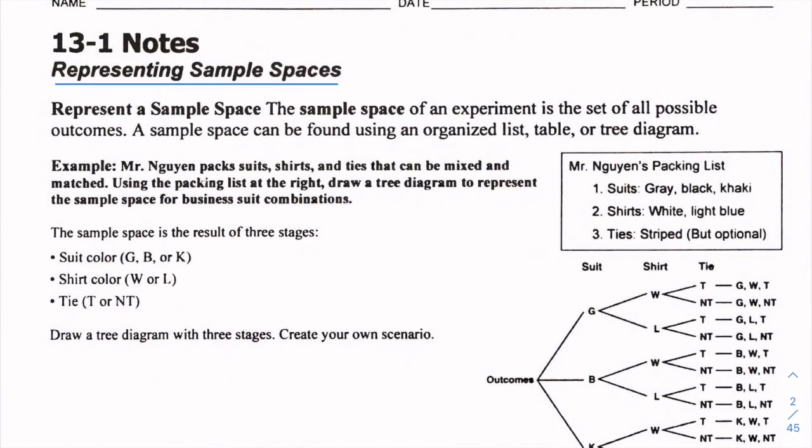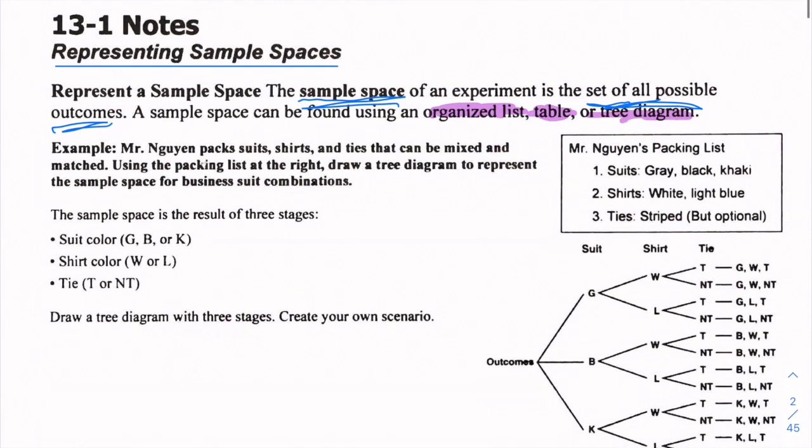Today we'll be talking about chapter 13-1, representing sample spaces. Not too hard of a lesson, so it's pretty nice. So we're going to jump straight to the definition. The sample space of an experiment is the set of all possible outcomes. You might have done this in middle school, but we'll be representing these sample spaces in a list, a table, and a tree diagram. We'll talk about each of those here.